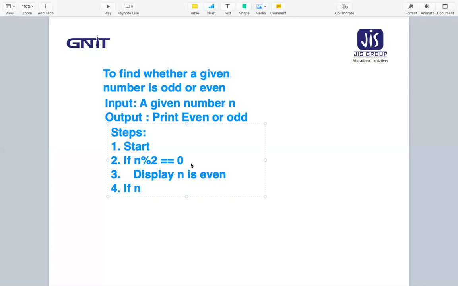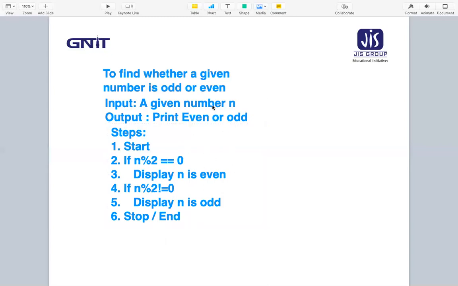If n mod 2 is not equals to 0, then we can write display n is odd, and the end will be, so the program stops. So we can write stop, or we can write end. We can write any. So see, students, here as part of a normal concept of writing if else, I have not used the statement else. Why? That will be very clear when I come to explain the pseudocode in the next lecture. There you will see what the difference between algorithm and pseudocode is, and with the same program, we will see how to write the pseudocode for this program.